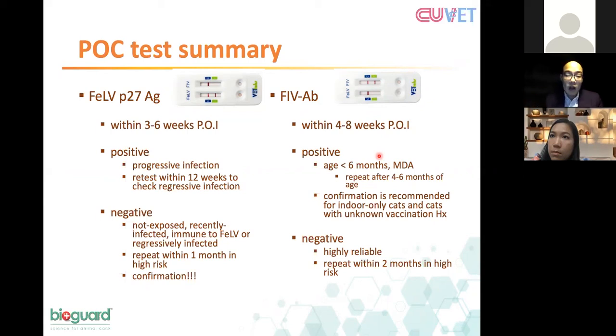And confirmation is only recommended in cats with very low risk of exposure, for example, indoor only cats or cats with unknown vaccination history. If the test becomes positive, I would suggest to confirm that with other techniques such as viral DNA PCR. However, if the FIV antibody test is negative, it is highly reliable. But in case of high risk, I would suggest you repeat within 2 months post exposure, just to make sure that you did not test too early during the course of infection.